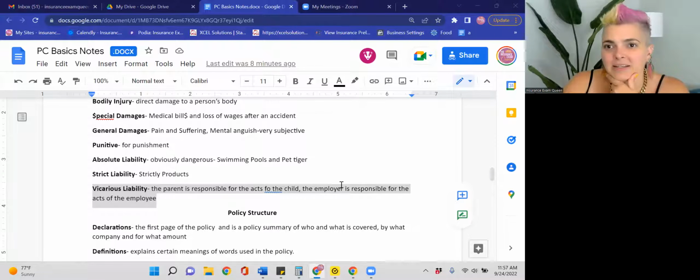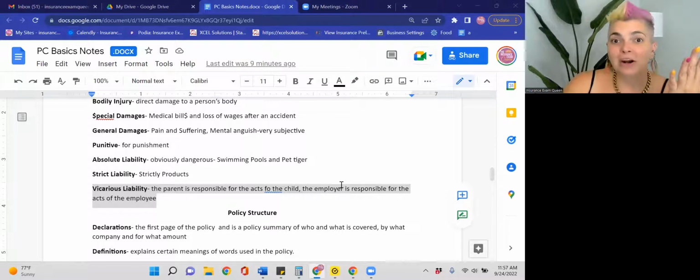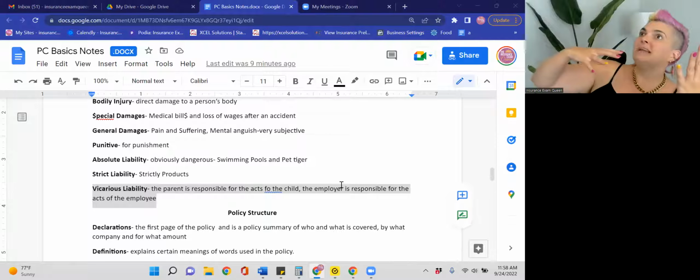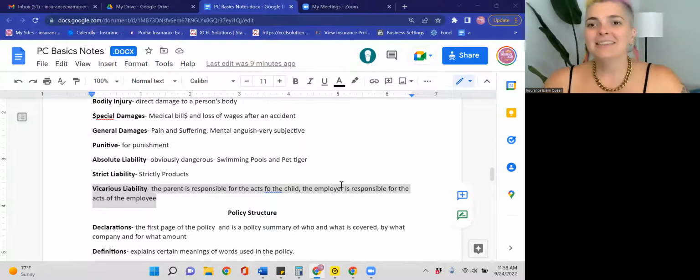Yesenia said, so every time I see general damage, they were referring to pain and suffering. Yes. Generally, I am suffering. Generally, I'm in pain. Maybe that's one way to think about it. Generally, we're all suffering. So general is pain and suffering. The judge and jury decide what is right.